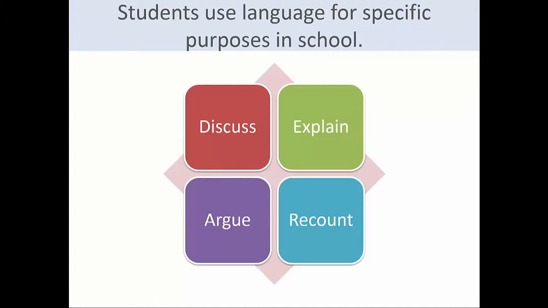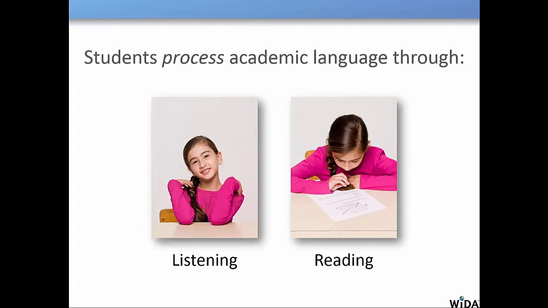When students use language to discuss, explain, argue, or recount, they are communicating in specific ways and for specific purposes. This means that the language they use in school may look and sound very different than the everyday language they use to communicate with their friends and family. Therefore, it is important for students to be able to process academic language throughout listening and reading. In other words, students need to be able to understand the language they hear and the language they read in order to successfully participate and learn in school.